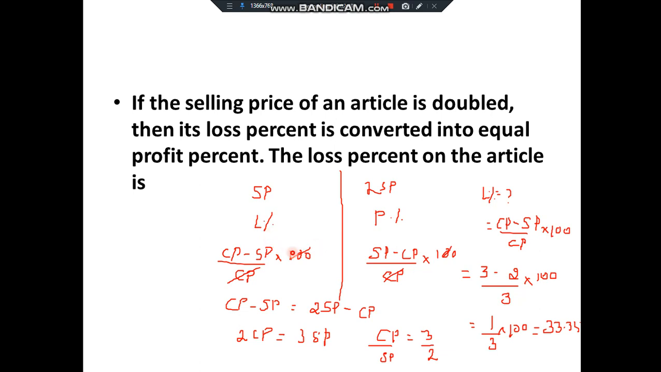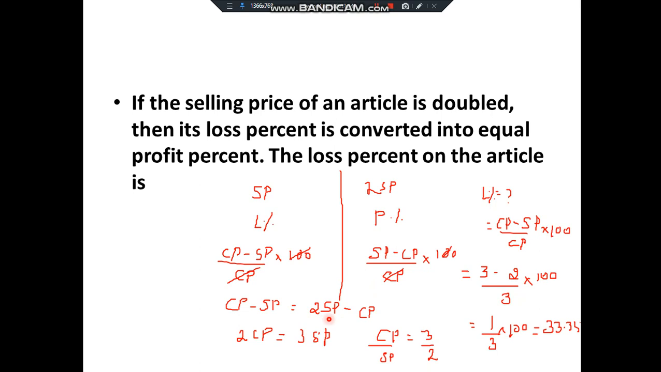Now we'll have to equate both, right? Because previously it was loss percent and now it is profit percent. So 100 cancel and CP cancel. So we'll equate as CP minus SP is equal to SP minus CP. But here the condition is SP should be 2SP. The only thing you will have to remember very clearly here is you have to substitute SP value as 2SP only in your right hand side and not in your left hand side. Please remember that, otherwise you will go wrong with the answer, because after converting only it has become 2SP.